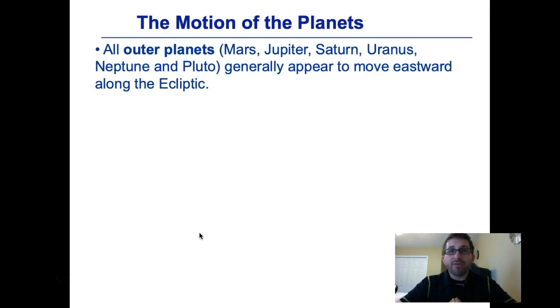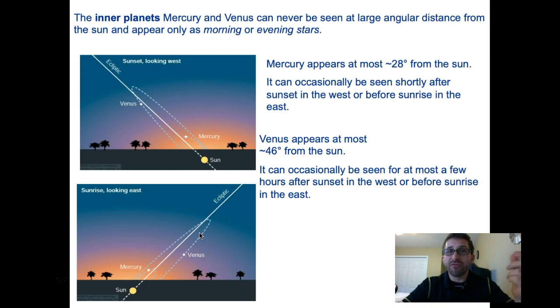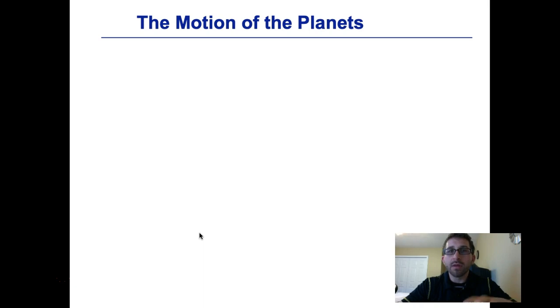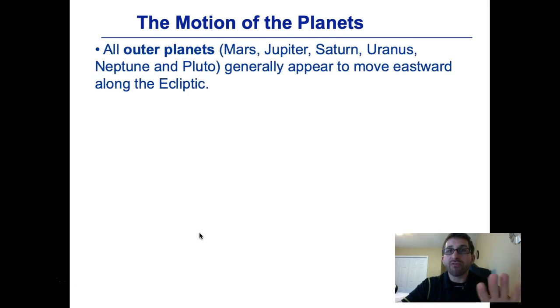The outer planets, Mars, Jupiter, Saturn, Uranus, Neptune, and Pluto, are called the superior planets. These previous ones are the inferior planets. So inferior is the inner, and the outer planets are superior. They generally appear to move eastward, and these are the ones that generally do the retrograde motion that we discussed.